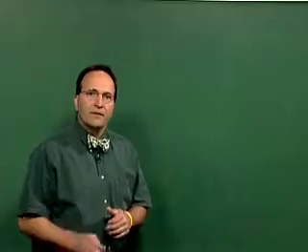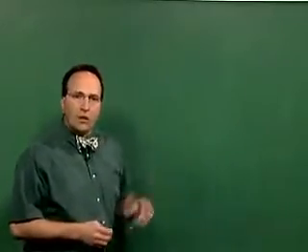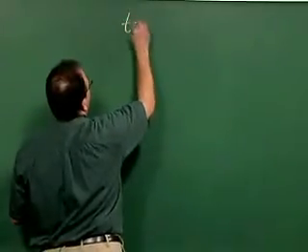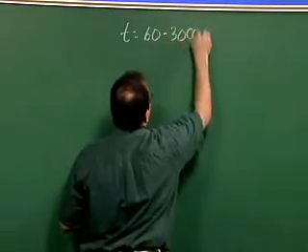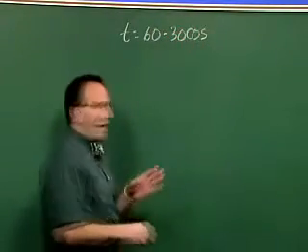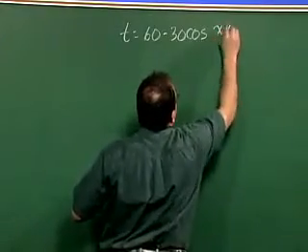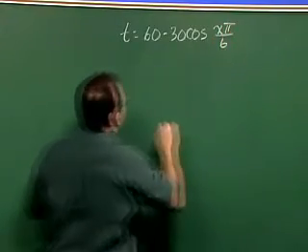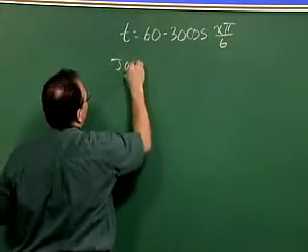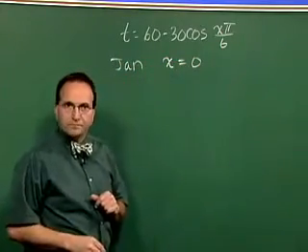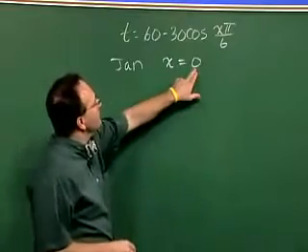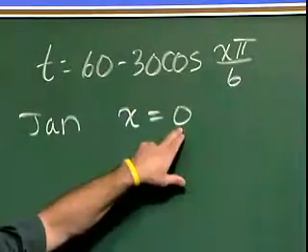Welcome back. Let's see how you did on that problem. First thing I want to do is write down the equation: T equals 60 minus 30 times cosine of x pi over 6. We want January, which is equivalent to x equals 0. So I plug in 0 for my x value.